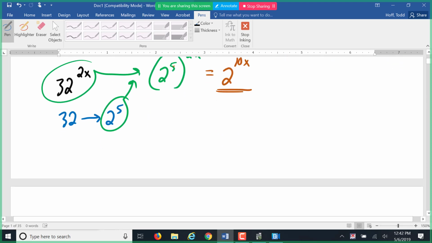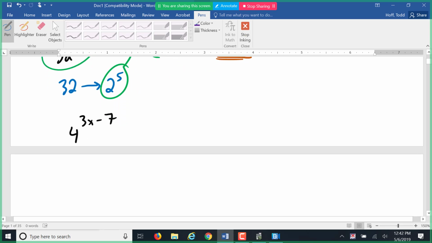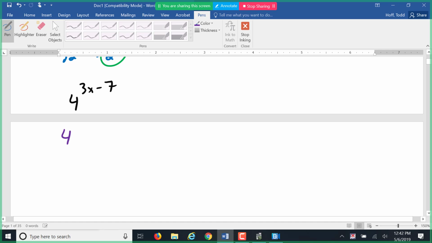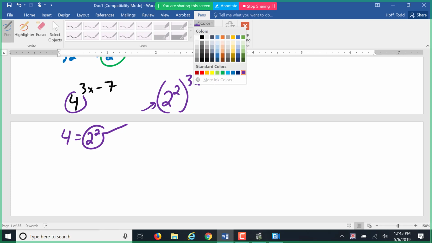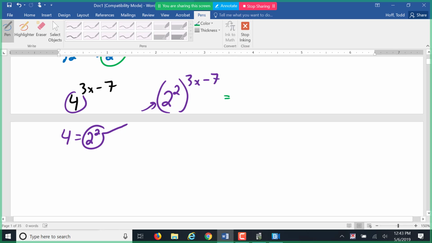Or we might have 4 to the power of 3x minus 7. We can do the same thing. 4 is equal to 2 squared. So I'm going to replace the 4 with 2 squared. So that's 2 squared to the power of 3x minus 7, which of course, we would distribute that 2 through the 3x minus 7. That's 6x minus 14.